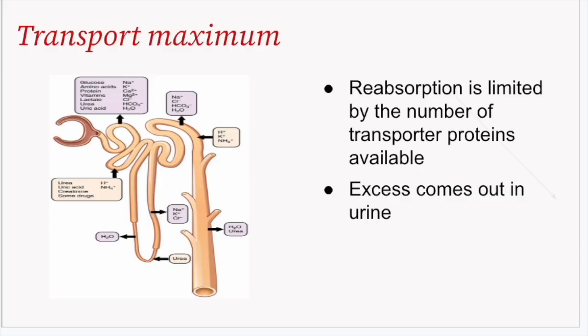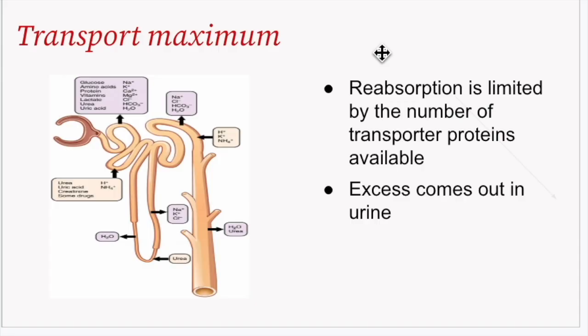Something to think about here is that many of these things are transported with transport proteins. And anything that's transported with transport proteins, only the number of proteins we have is going to limit the amount of transport that can happen. So we have this concept of transport maximum, and transport maximum is saying that if the amount of a substance exceeds the number of transport proteins that are available, we've hit the transport maximum, and any excess is going to come out in the urine.